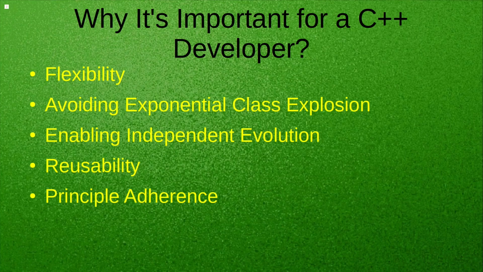Principle adherence. The bridge pattern adheres to the principle of composition over inheritance, which is a powerful guideline in object-oriented design. This principle is especially vital in C++ to reduce complexity, improve modularity, and facilitate more maintainable code. In summary, understanding the bridge pattern is crucial for a C++ developer because it provides a mechanism to keep the abstraction and its implementation decoupled, allowing for a more modular, maintainable, and flexible software design.